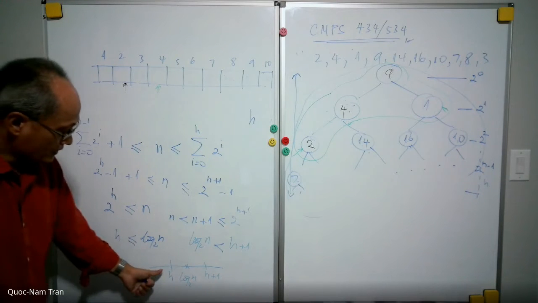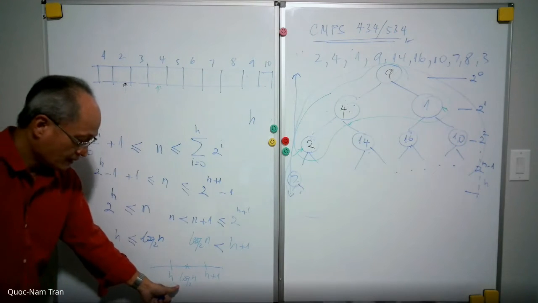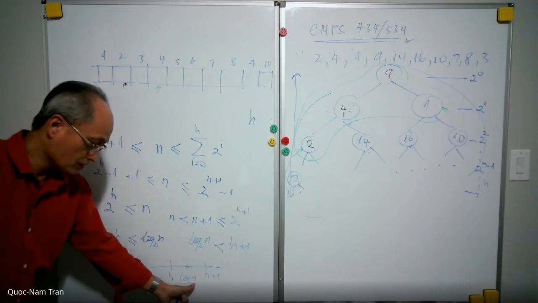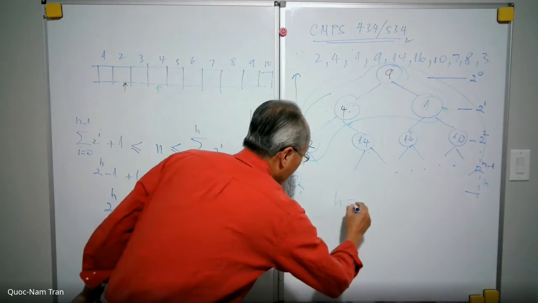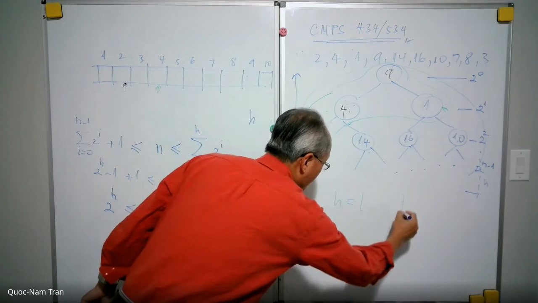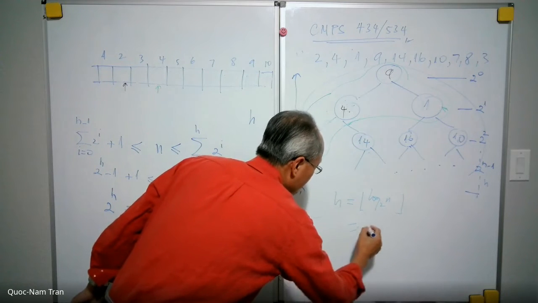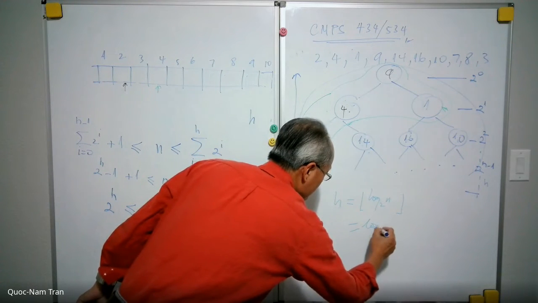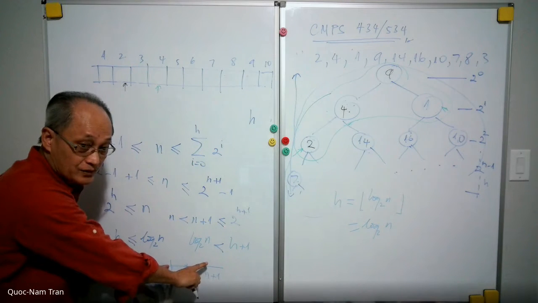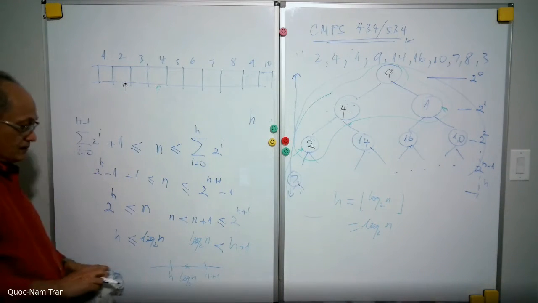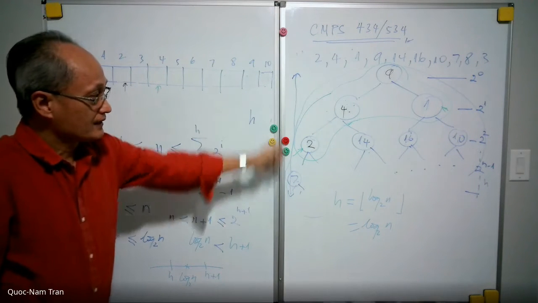So in other words, the height of the tree will be the floor of log 2 of n. The height is the floor of log 2 of n. But in general, we can just say that the height is log 2 of n because the difference is only 1 unit. So that is what we have for the height.